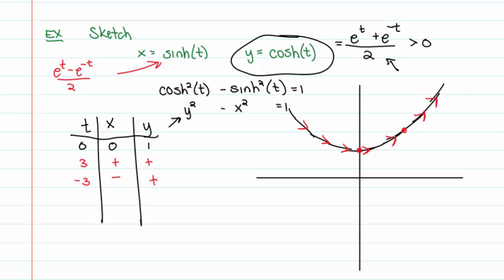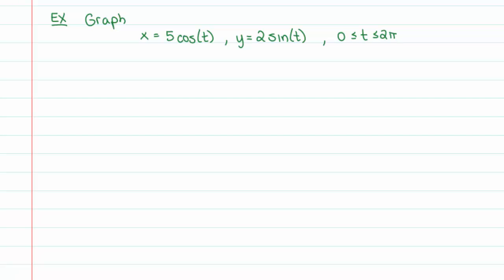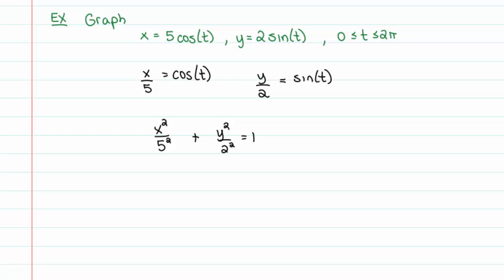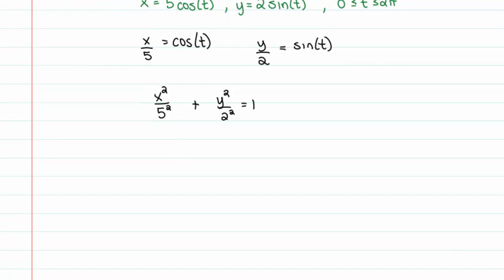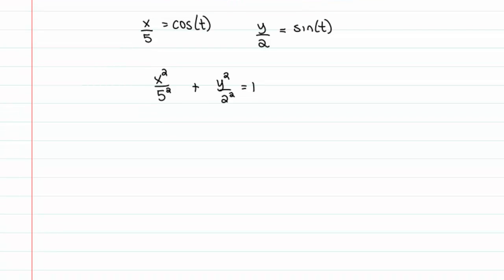All right, let's see what else we have. It's a good example of something that looks as though you cannot relate out or eliminate the parameter, but you actually can here. That's x over 5 is equal to cosine of t. And that's y over 2 is equal to sine of t. And because we know that cosine squared plus sine squared is equal to 1, we know that x squared over 5 squared plus y squared over 2 squared is equal to 1. And if you remember your good old pre-calculus, that is the equation of an ellipse.